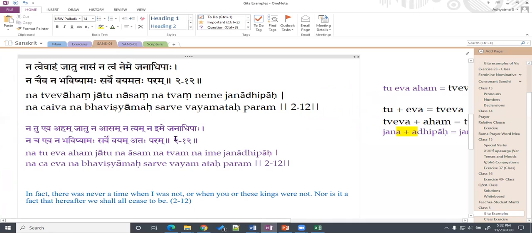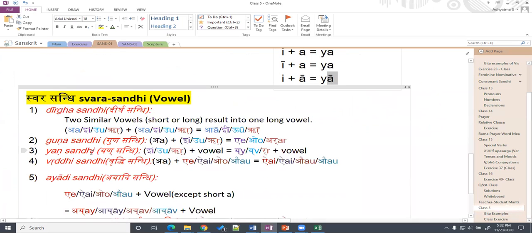Similarly, Na ime becomes Neme. Now you can see Akara plus Ikara becomes Ekara. Guna Sandhi is taking place there. So these are the rules. We will just do these three subtypes today.